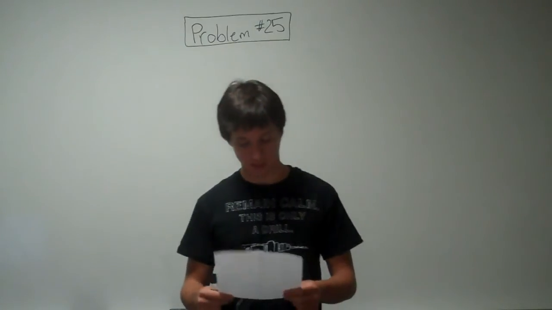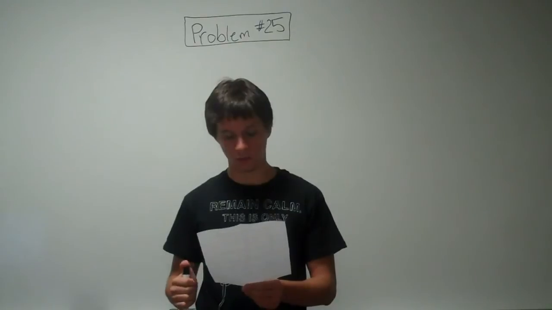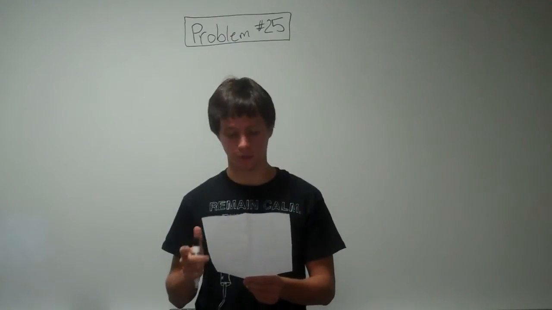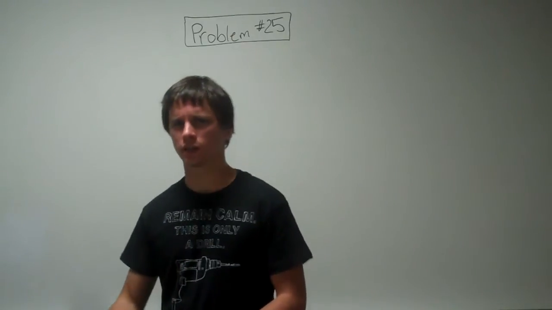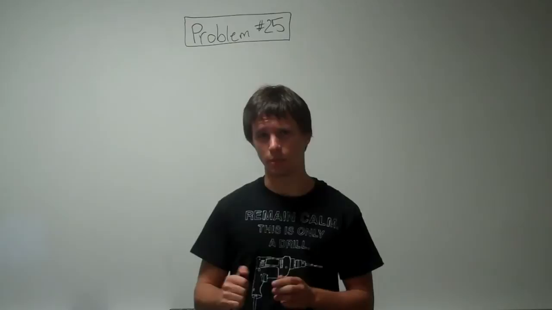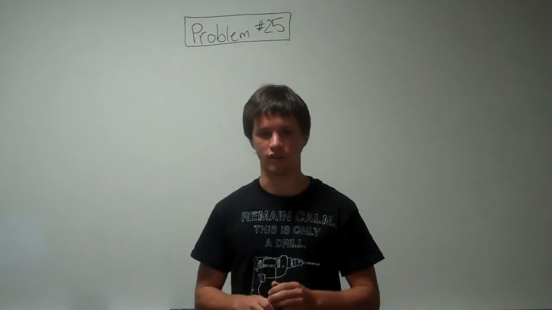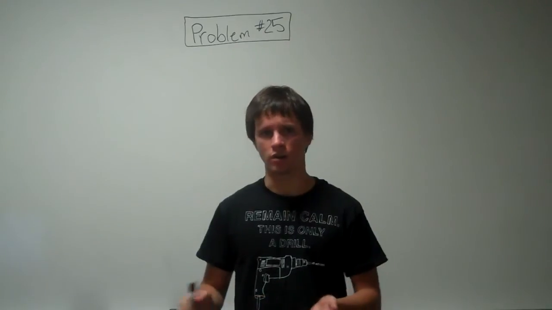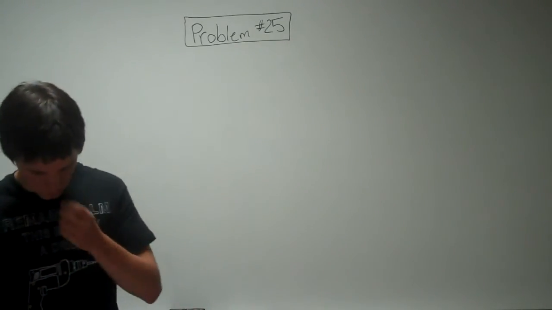Problem 25 says, which one of the following Lewis structures is definitely incorrect? So, when you're drawing Lewis structures, you have to remember to have the atoms connected properly. You have to make sure you're using the right number of electrons, bonds, and so on and so forth. So let's just look at them one by one.